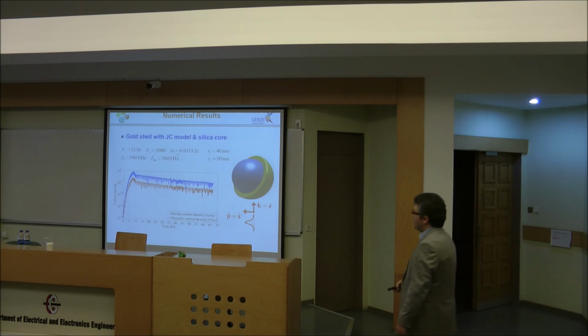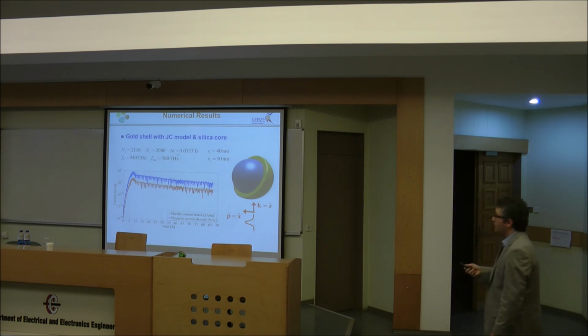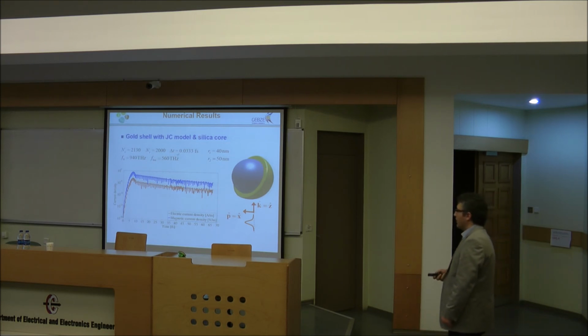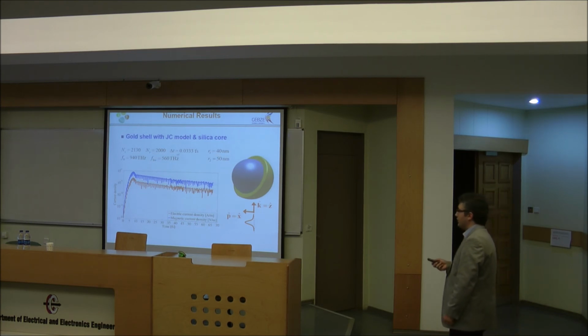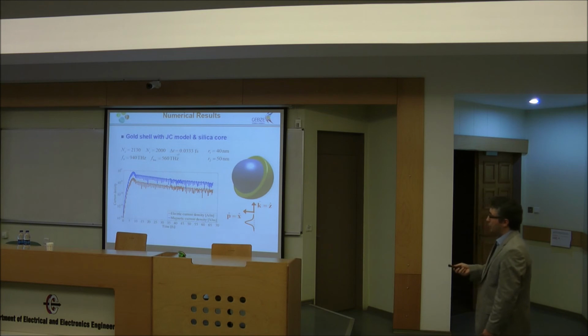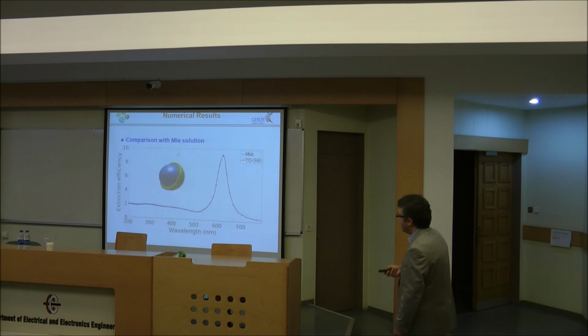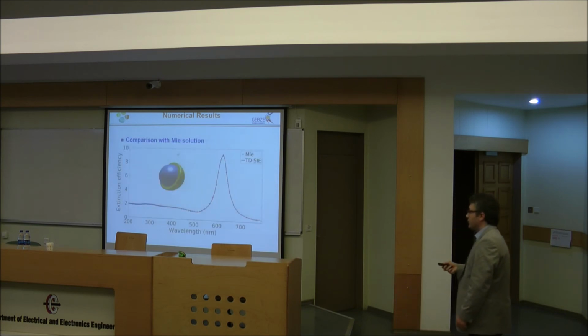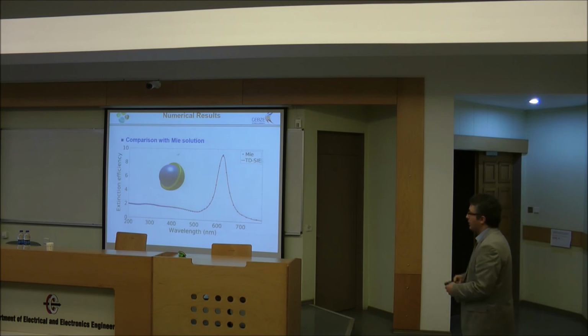For the second example, we have a gold shell with the Johnson-Christy model. The shell is gold, and in the inner part we have a silica core, and the radii are 40 nanometers and 50 nanometers. And this is again one of the solutions. If you compare it to the Mie series solution, again our time domain surface integral equation solution is agreeing very well.